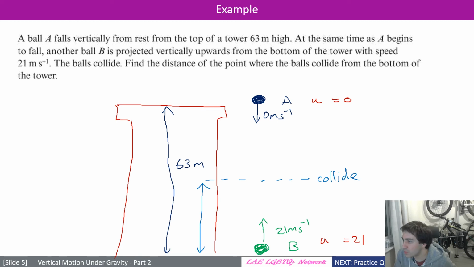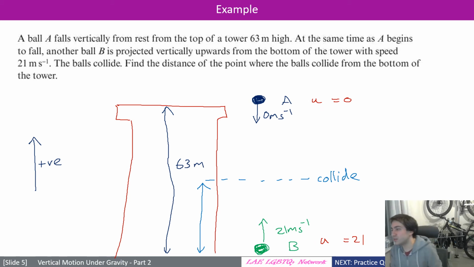or is it 21? It depends. It depends on if I'm taking up as positive or down as positive. Now, it doesn't actually matter. Let's take up as positive. Either way, we'll still get the right answer. If we take up as positive, then it is 21. The only problem is now I've got two things called u on the page with different values. It doesn't really make sense.